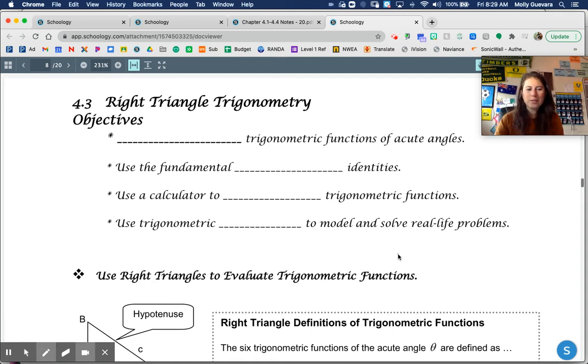Hello, welcome back. We're going to do 4.3 today. 4.3 actually we're going to do before we do 4.2, so it's a little bit out of order, but that's okay. We have 4 objectives for today.